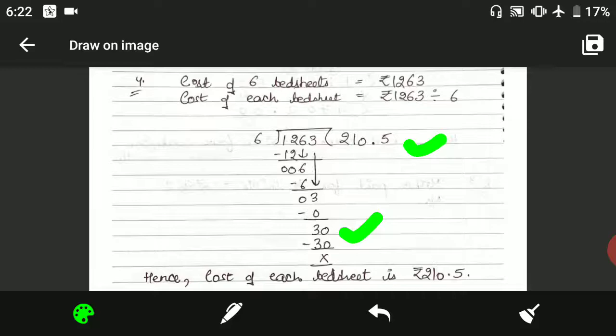Hence the cost of each bed sheet is rupees 210.5. You can put a 0 also. If you put it, then also it is correct. Rupees 210.50 paisa. Clear this thing?